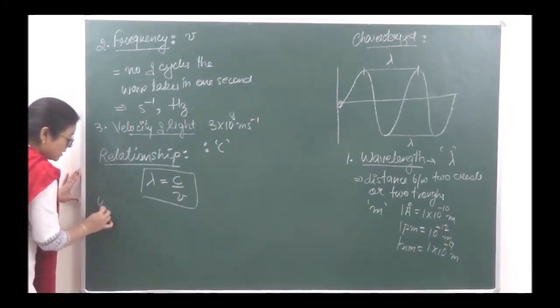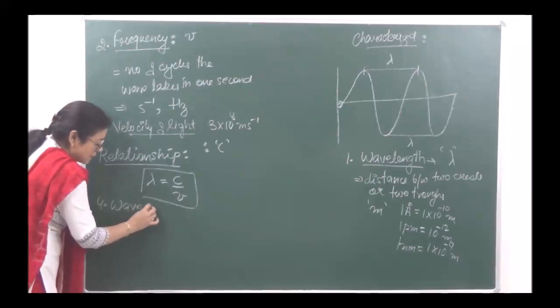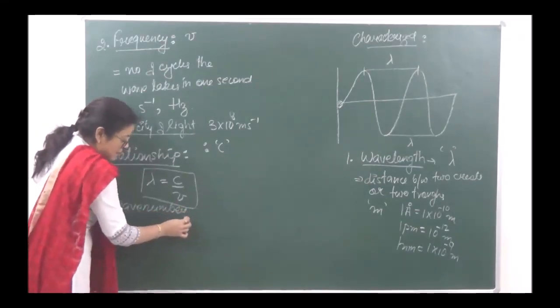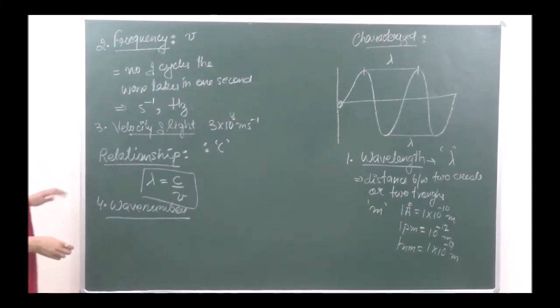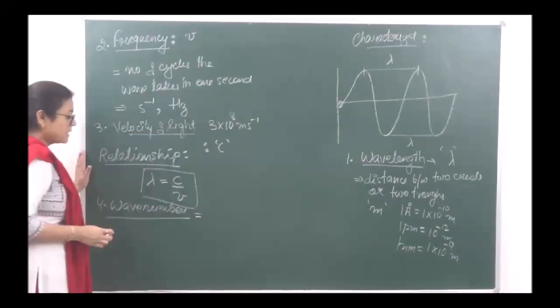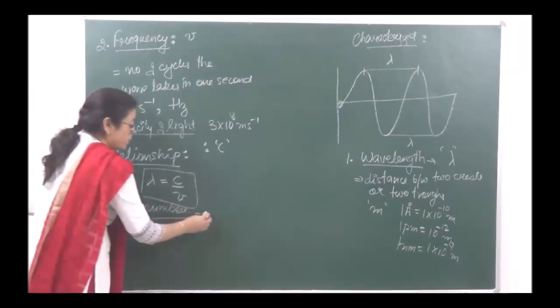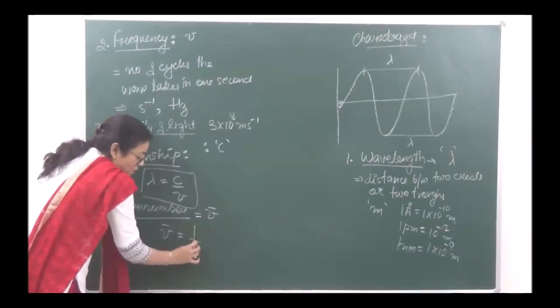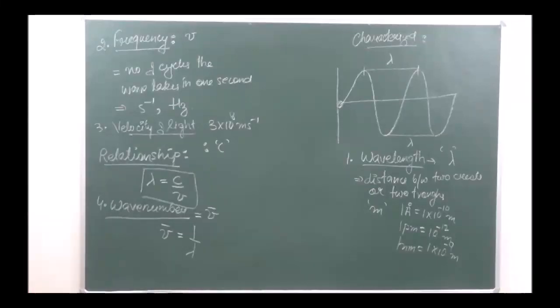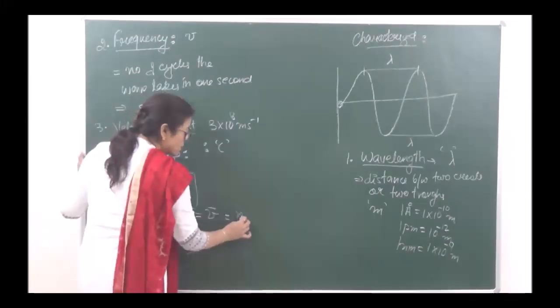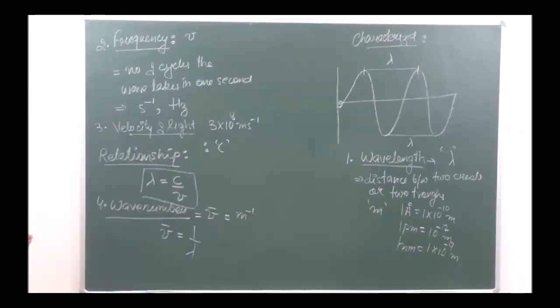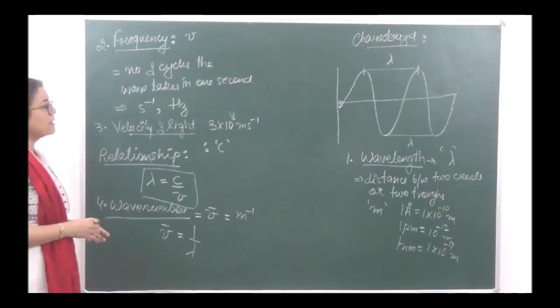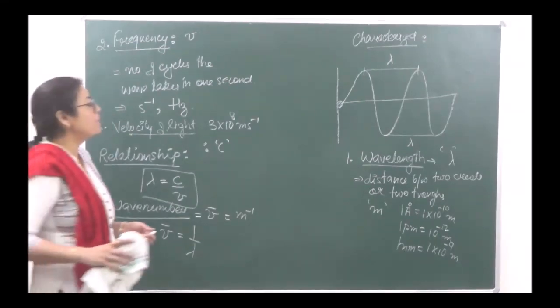Then the fourth characteristic we have is wave number. Wave number is represented by nu bar, and it is the reciprocal of wavelength. Right? So we will have the unit of wave number as per meter. Okay, then after wave number we have another characteristic which is known as amplitude.